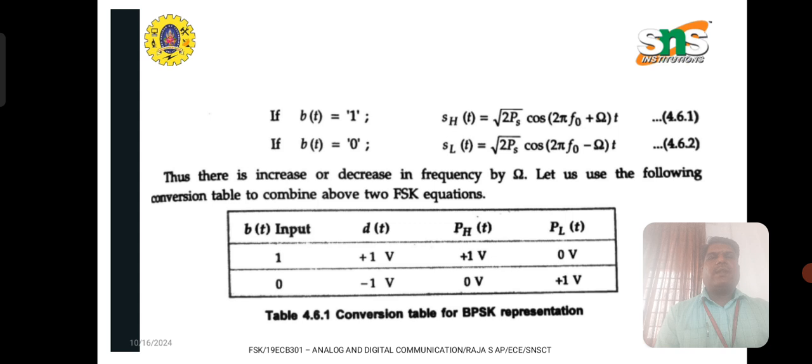Let us use the following conversion table to combine the above two FSK equations. When b of t is 1, then d of t is 1, p_H of t is 1, and p_L of t is 0. When b of t is equal to 0, then d of t is minus 1, p_H of t is equal to 0, and p_L of t is plus 1.